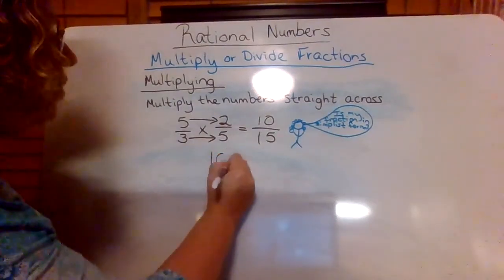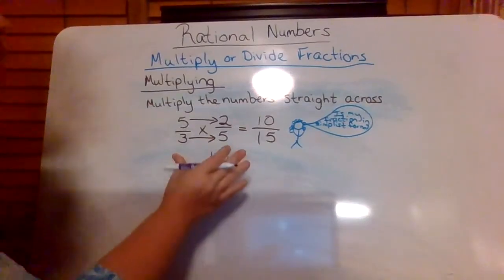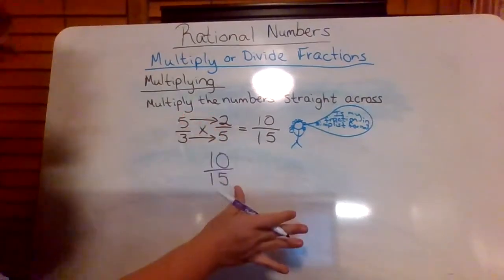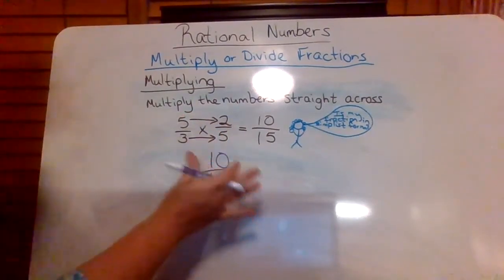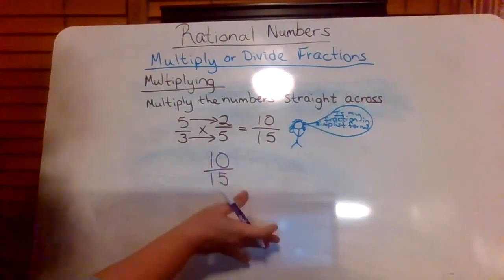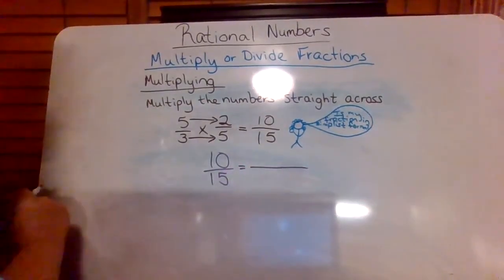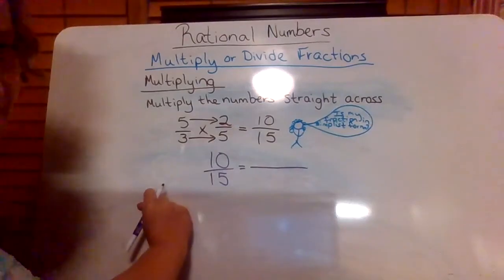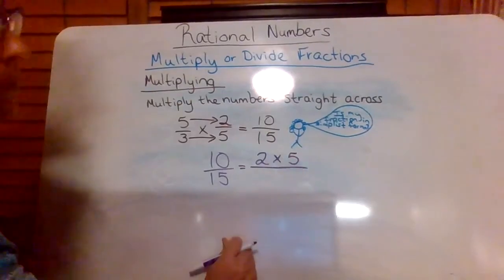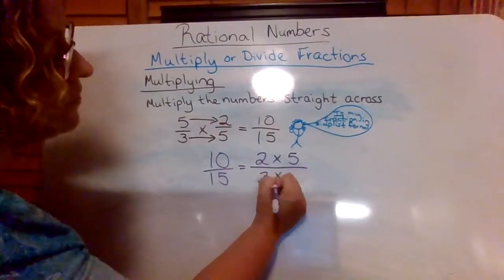So I have 10/15. Some of you can tell me right off the top of your head what goes into both 10 and 15, and you can reduce it and you're done. And that's awesome. I am very excited about that. Some of you, on the other hand, need a little extra visual aid. So what I like to do is break my numerator and my denominator down into its factors. So what does 10 break down to? It breaks down to 2 times 5. What does 15 break down to? It breaks down to 3 times 5.